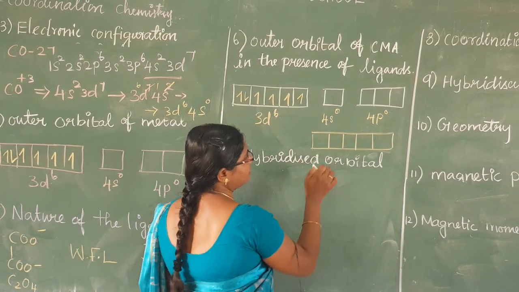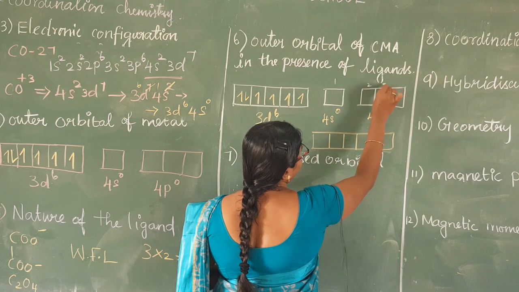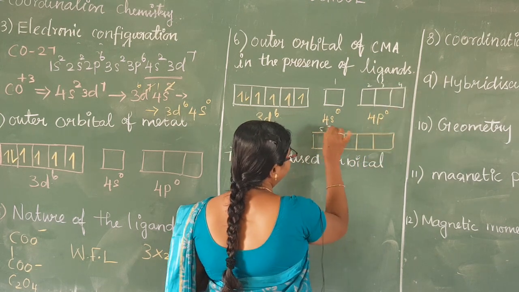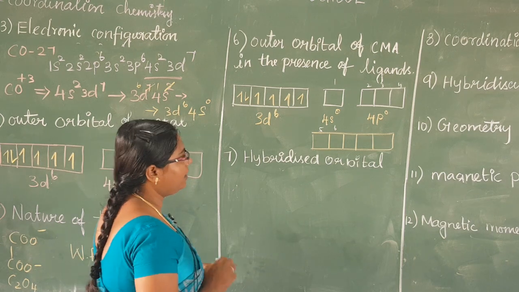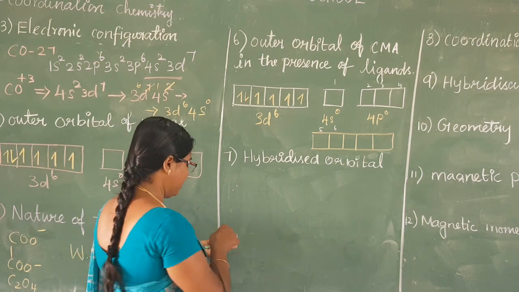So I need 6 vacant orbitals. 1, 2, 3, 4, 5, 6. Let me write the hybridized orbital. Hybridization is nothing but the mixing of atomic orbitals.